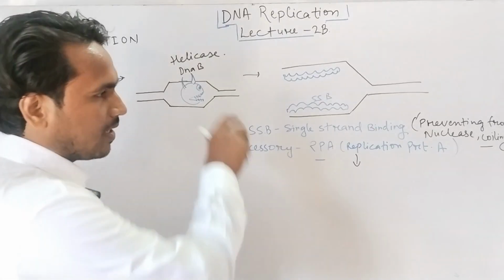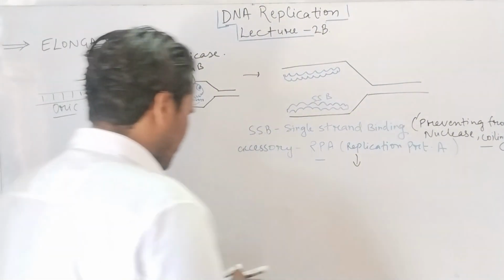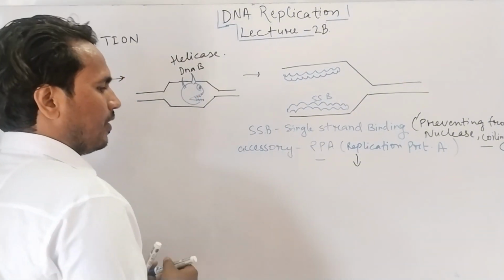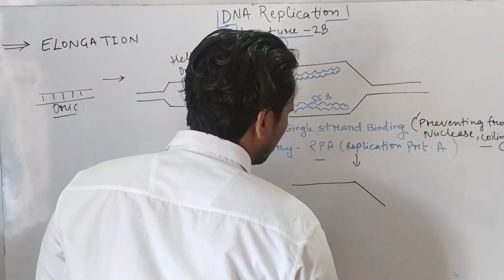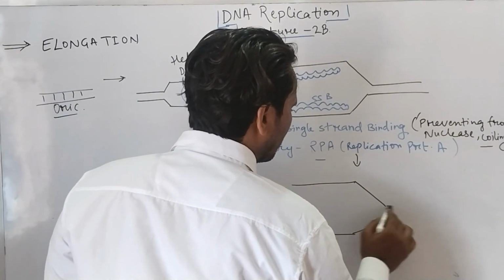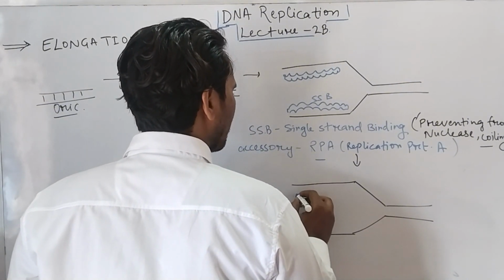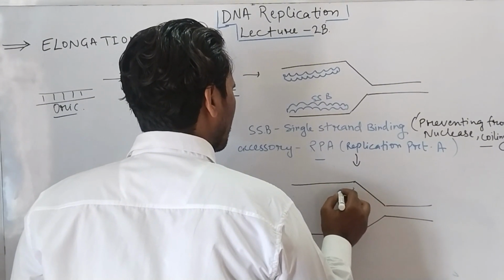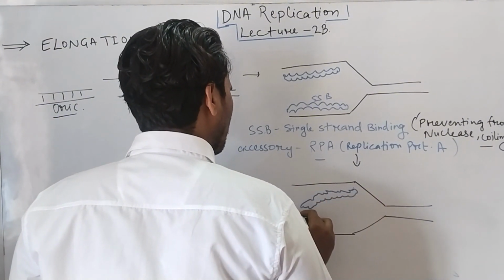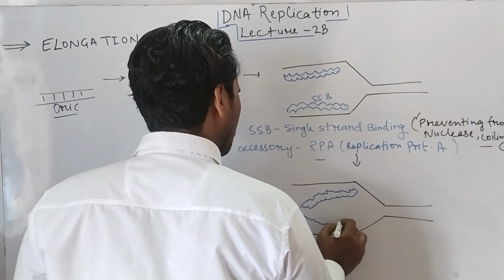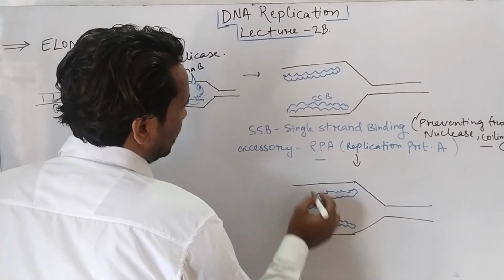The next is that the polymerase enzyme will come. So what polymerase enzyme will come in the beginning? Suppose polymerase 3 is coming, which has alpha, beta, and gamma. Okay. So we have to remove this. This single stranded binding protein will be removed. There was attachment here, but now it is being removed.